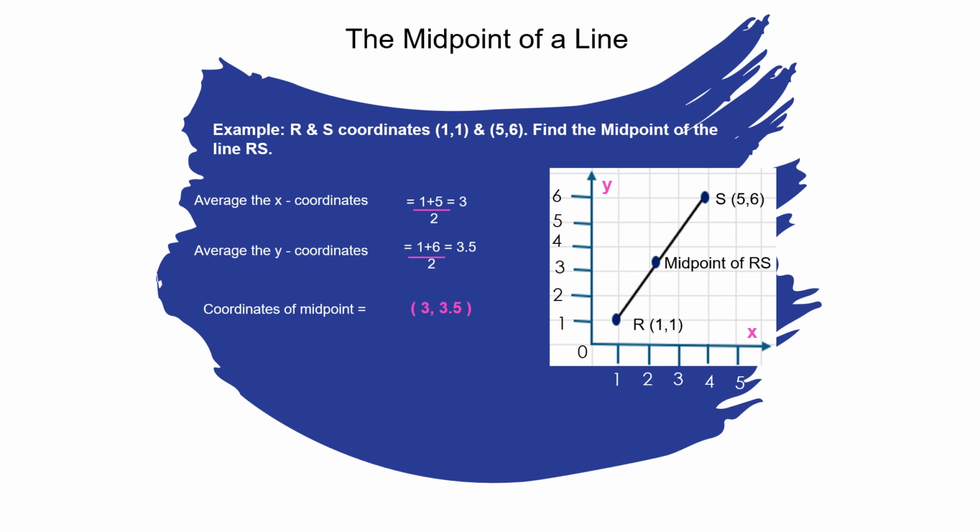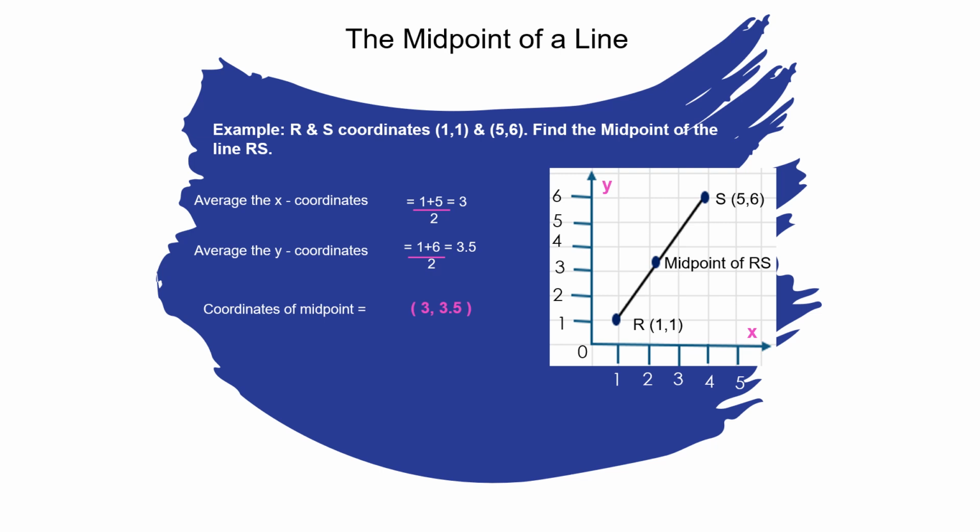Let's break them down. The x-coordinates are the first numbers in each pair of coordinates that tell you how far left or right the points are on the graph. To find the average, you add these 2 numbers together and then divide by 2. This gives you the x-coordinate of the midpoint. The y-coordinates are the second number in each pair of coordinates and tell you how far up or down the points are on the graph. Just like with the x, you add the y-coordinates together and divide by 2 to find the average. This gives you the y-coordinate of the midpoint. Once you have the average of the x and y coordinates, you simply put these 2 numbers together in a pair of brackets to get the midpoint.